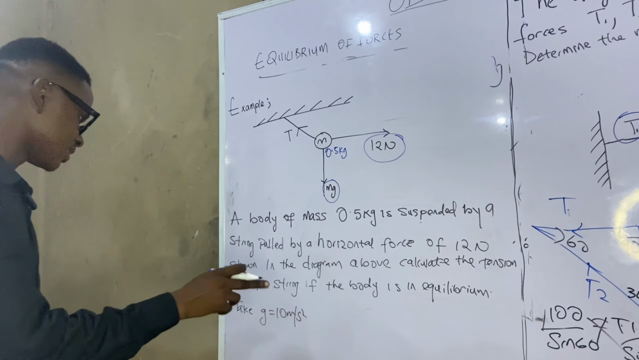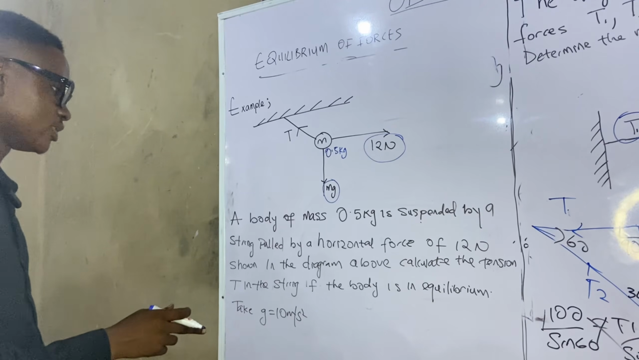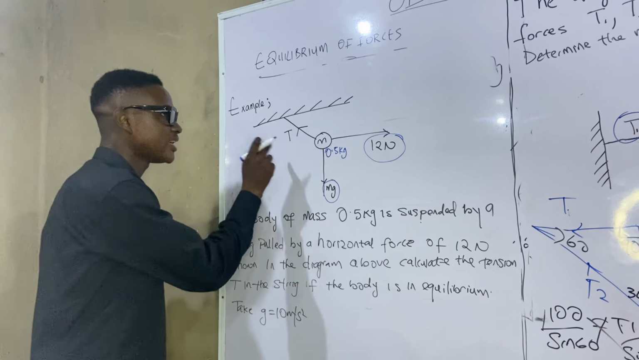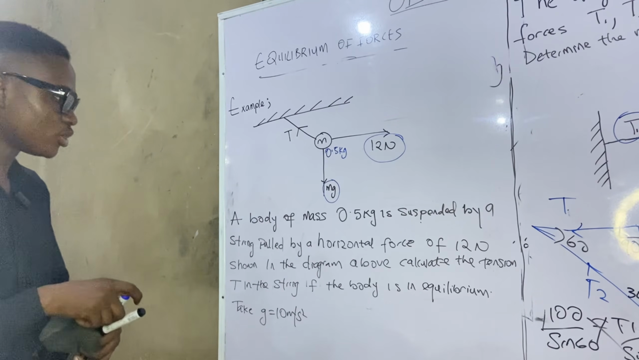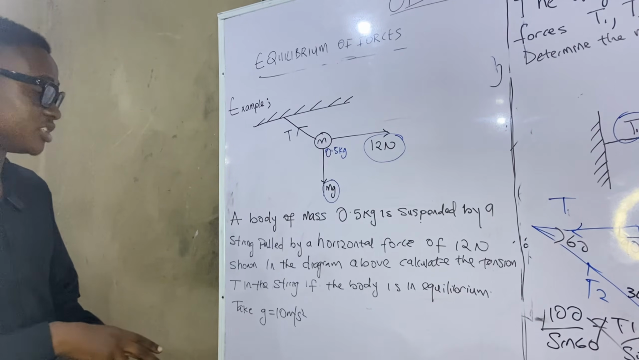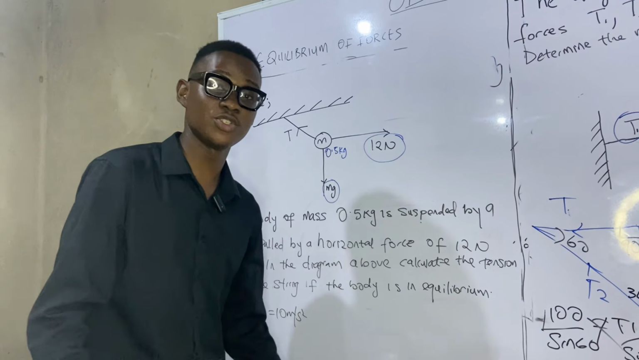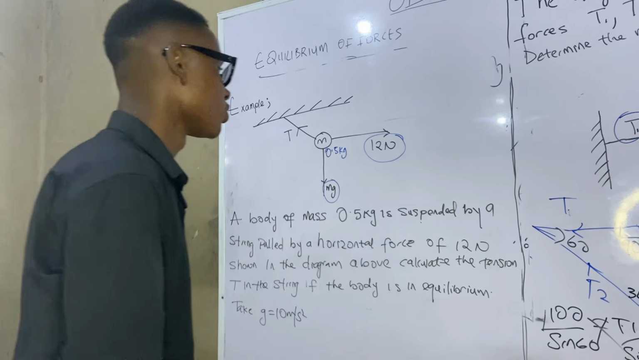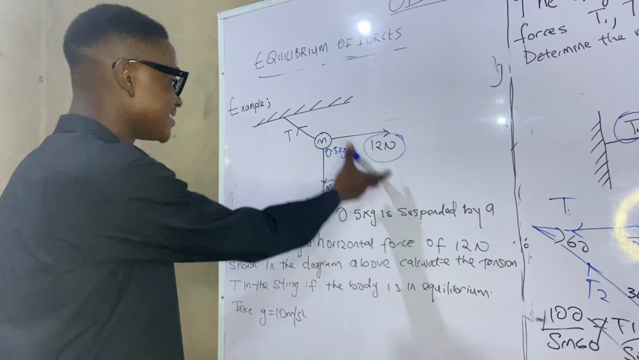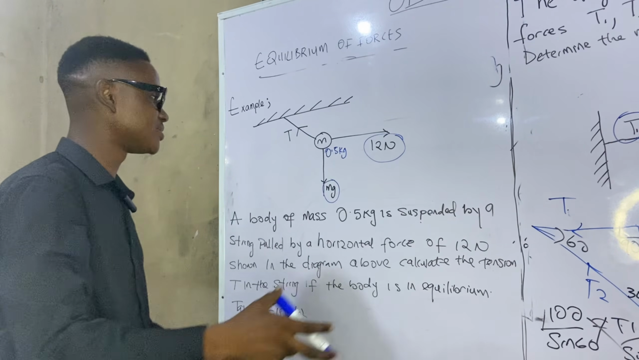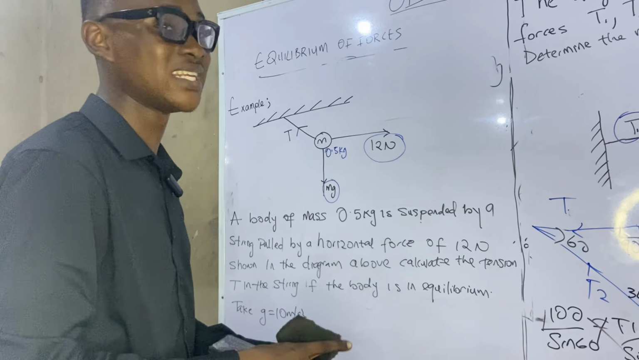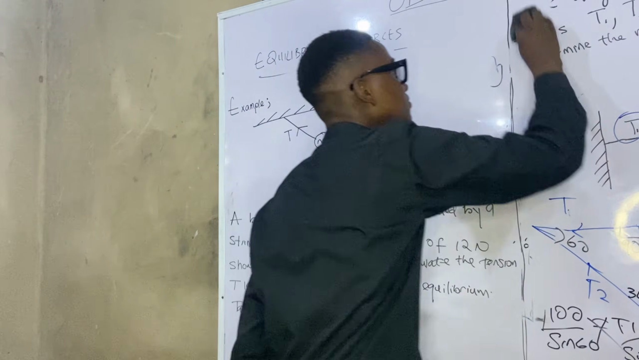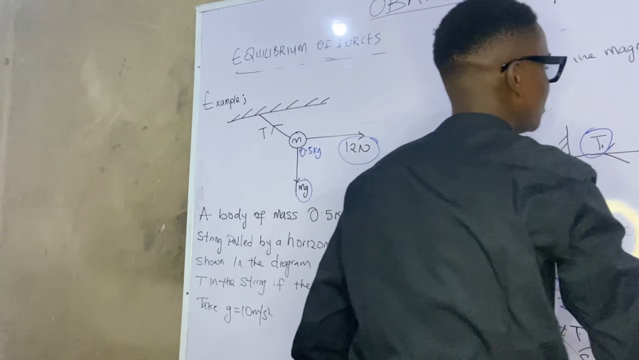So we're asked that if the body is in equilibrium, we should calculate the tension in the string. So this is another question which requires you to use the principle of the triangle of forces. So what we'll first do is to represent these forces in a triangle. And it's very, very simple. Trust me.